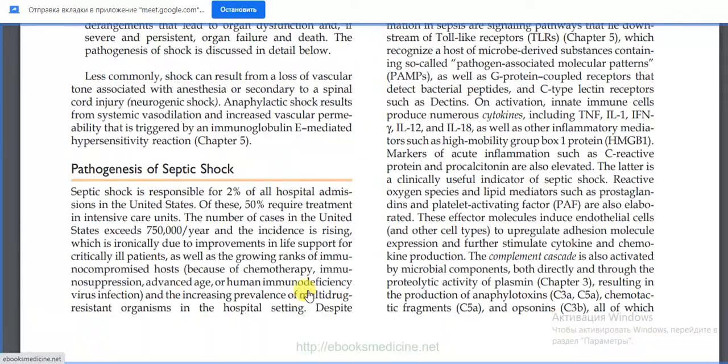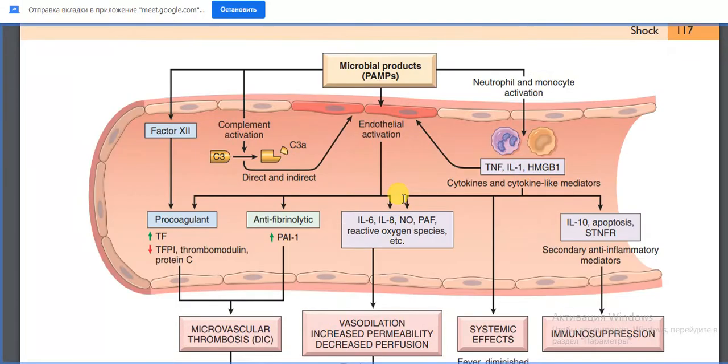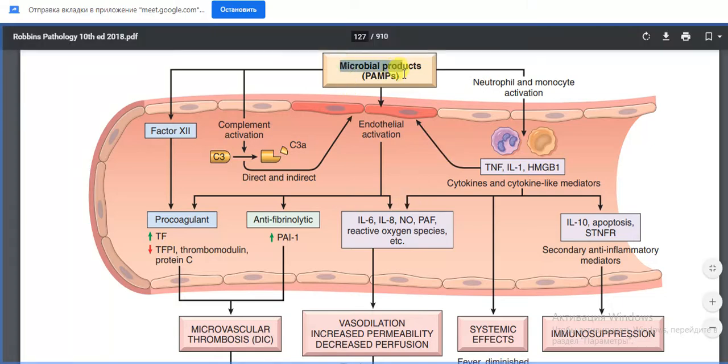So, pathogenesis of septic shock. Let's discuss it. Here we have a diagram, and these diagrams need to be very well understood. You see, we have microbial products. When too many microbial products are present and they reach the blood, they cause endothelial activation, all the time.